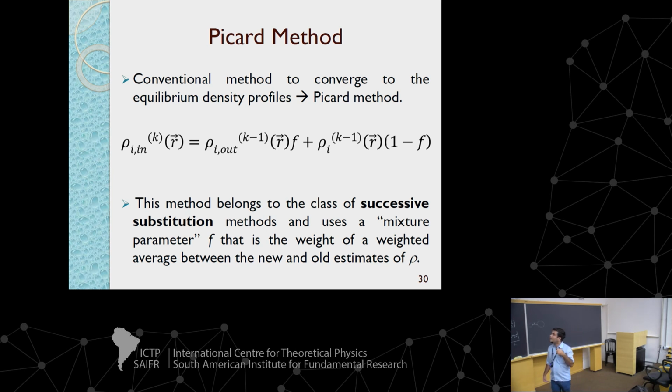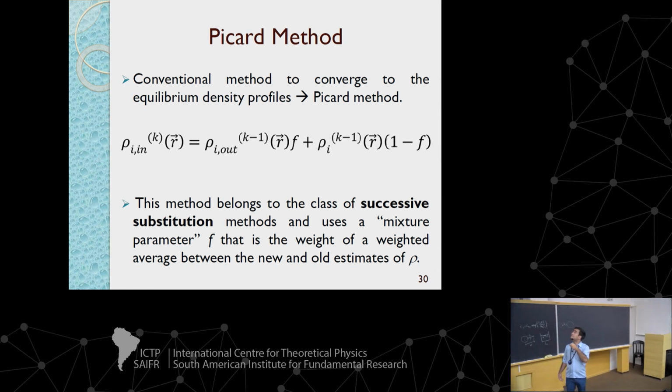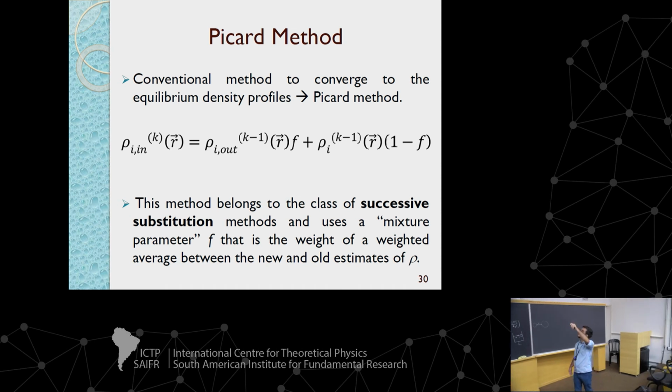And how do you do this numerically? The conventional method to converge to the equilibrium densities, one of them is the Picard method. This convergence is not easy to be done. So what we do is we mix two different solutions. So we have the old density profile, that is this one, and we solve the Euler-Lagrange equation, find the equilibrium density, so we have a new density, okay?